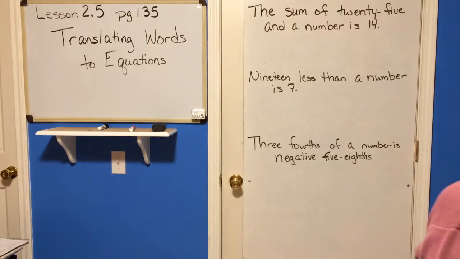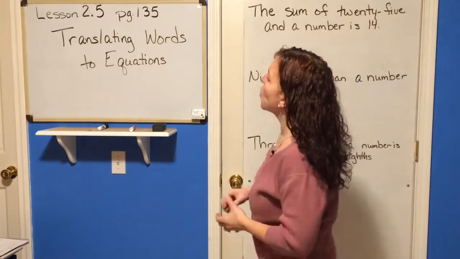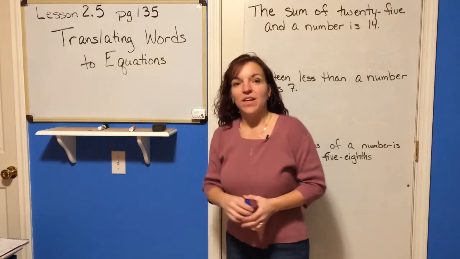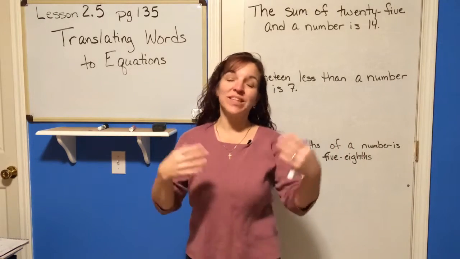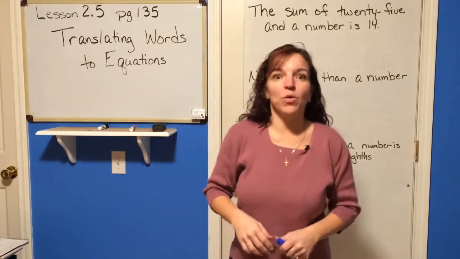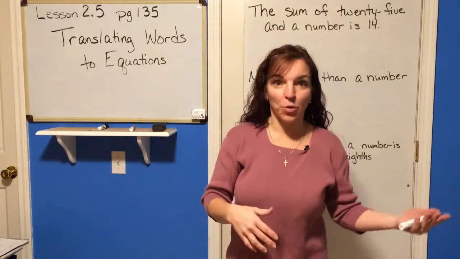Section 5 of Chapter 2 is translating words into equations. And we did this in Chapter 1 just with expressions. And so it's really a lot the same thing, except now we're going to add "is" and "equal to."